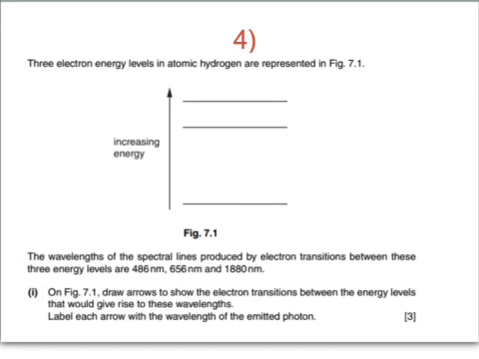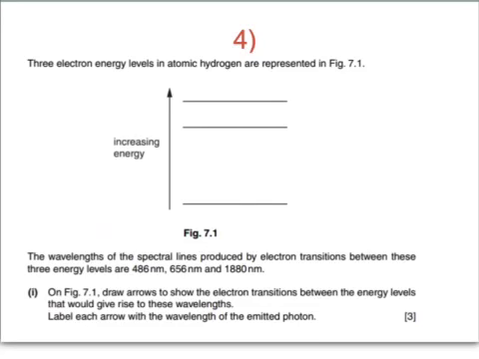Okay, question 4. 3 electron energy levels in atomic hydrogen are represented in this figure, 7.1. The wavelengths of the spectral lines produced by electron transitions between these three energy levels are 486 nanometers, 656 nanometers, and 1880 nanometers. Part 1. On this figure, draw arrows to show the electron transitions between the energy levels that would give rise to these wavelengths. Label each arrow with the wavelength of the emitted photon.